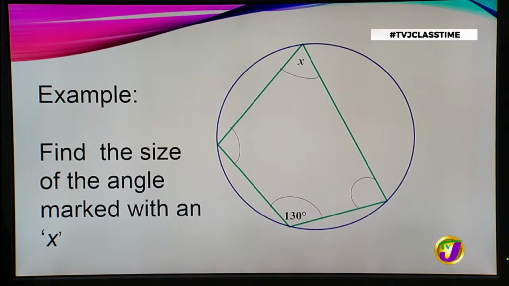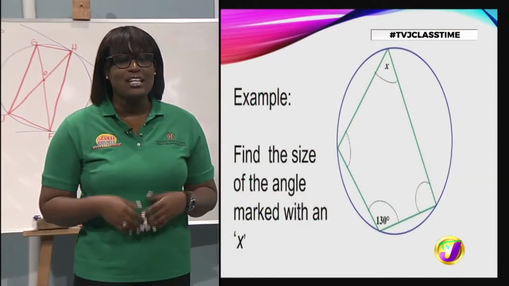So this is putting what you learned into action, right? We know that opposite angles in a cyclic quadrilateral sum to 180 degrees. These angles are supplementary, so that's point 1. If they sum to 180 degrees, and I know that one angle measures 130 degrees, then 180 subtract 130 is 50 degrees. So this angle measures 50 degrees.